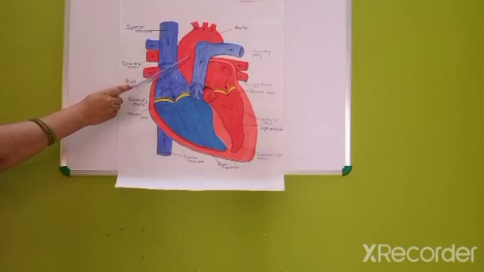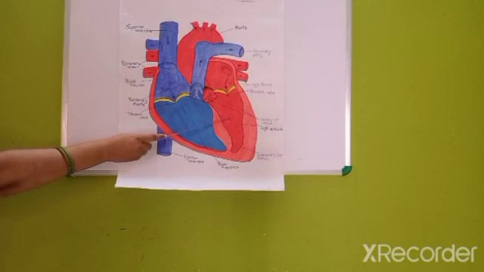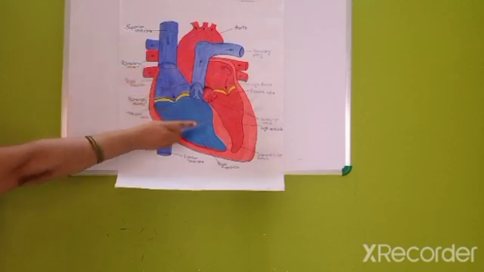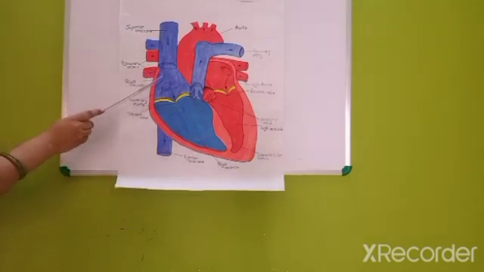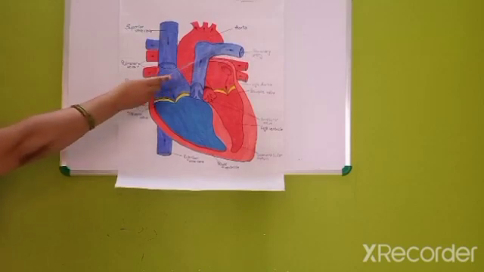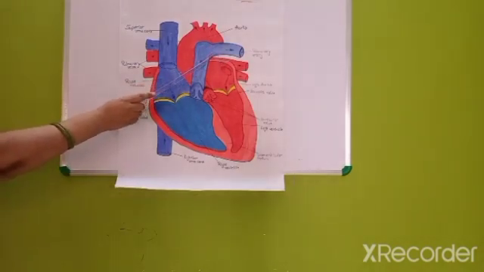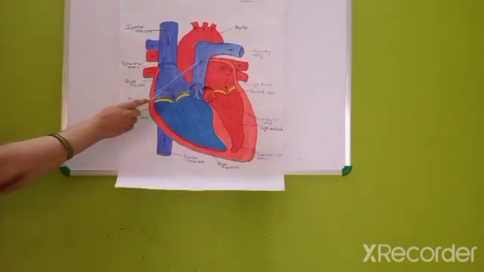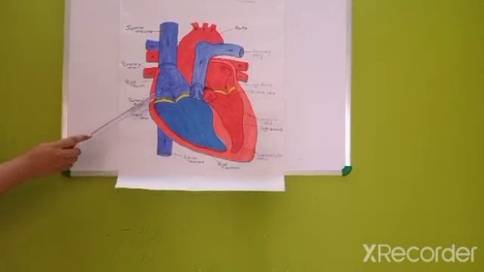Now, the second type is the blood vessels that arise from the heart, and these are two in number. One is the aorta that arises from the left ventricle and carries oxygenated blood to various parts of the body. The second one is the pulmonary aorta, which we also call the pulmonary artery. This is the pulmonary artery that arises from the right ventricle and carries deoxygenated blood to the lungs for the purpose of oxygenation.